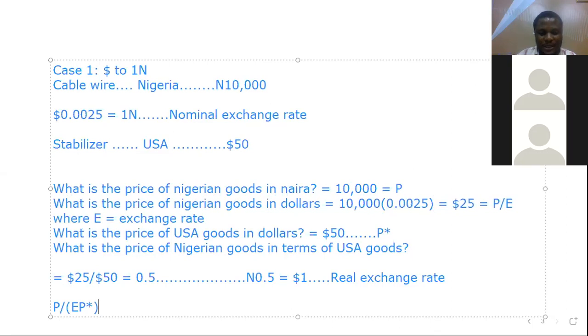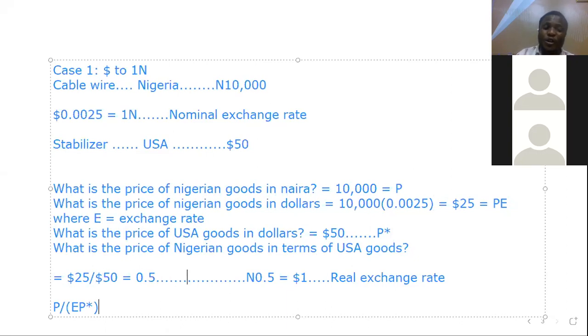0.0025. And that will still give you $50. But this formula is no longer P/E, it's now P times E. The next question is, what is the price of USA goods in dollars? That is $50. We have that, which is P star. The next question is, what is the price of Nigerian goods in terms of USA goods, which is still $25 over $50, that's 0.5.